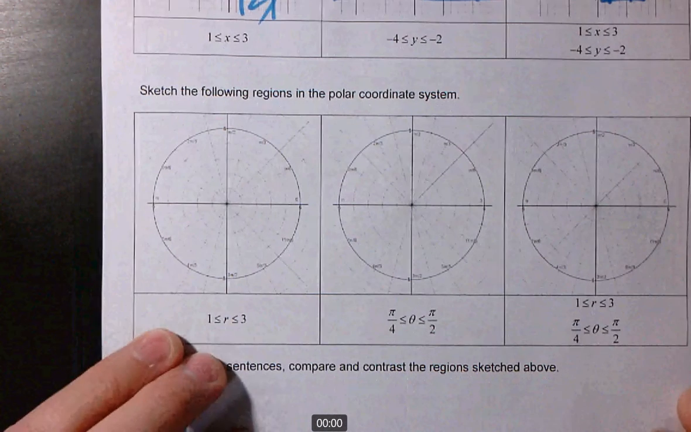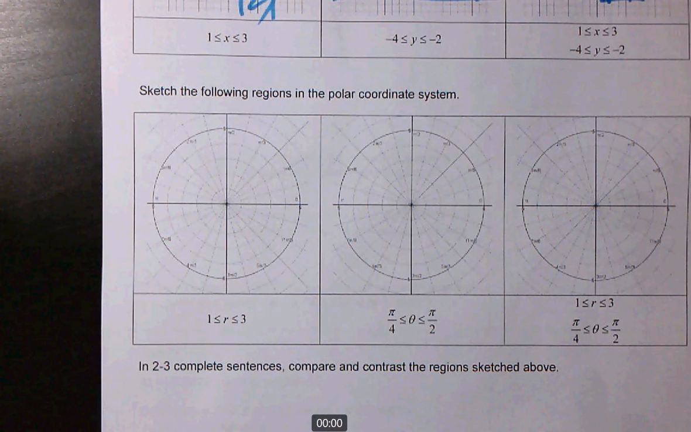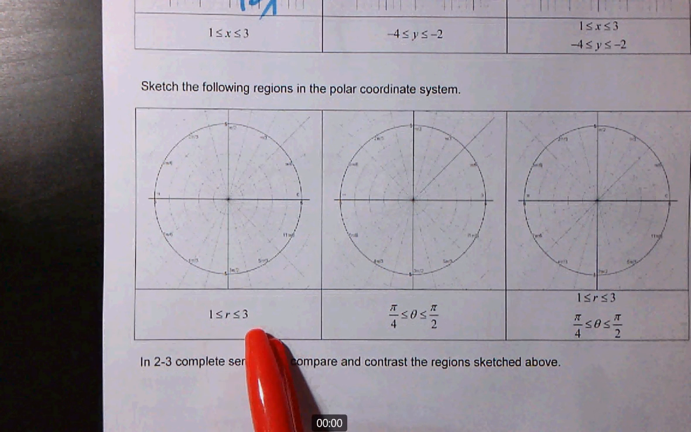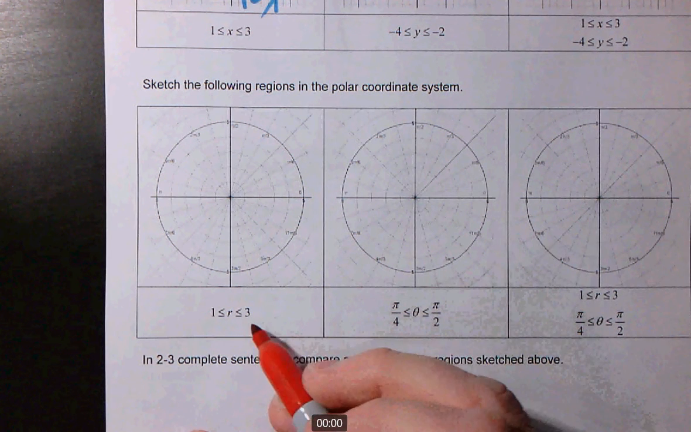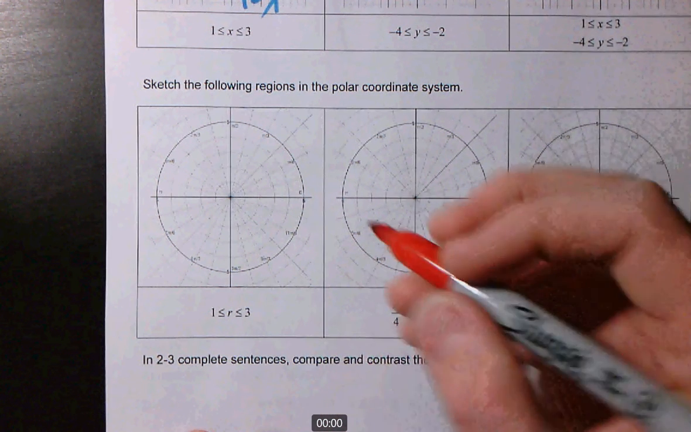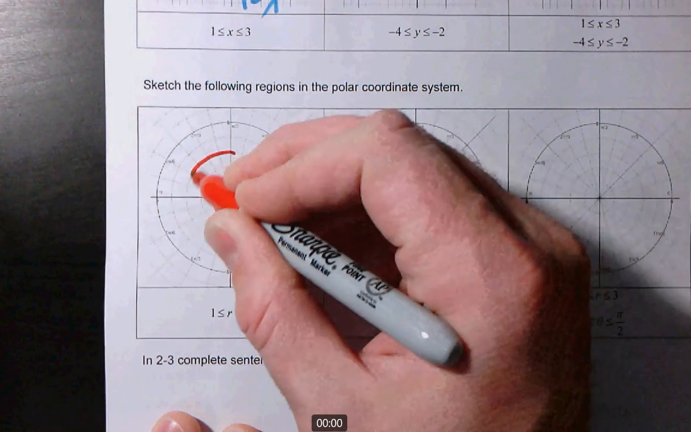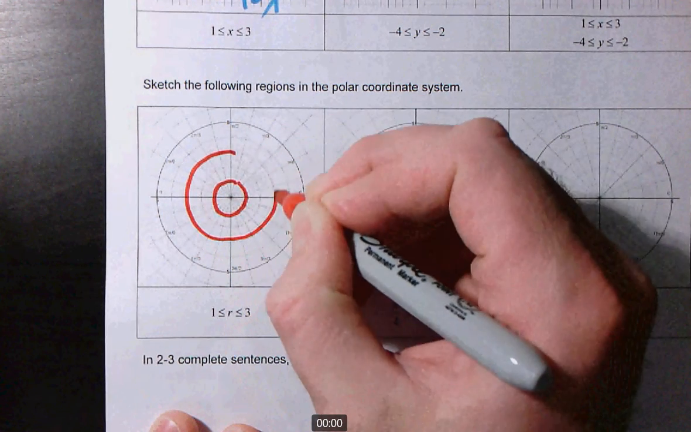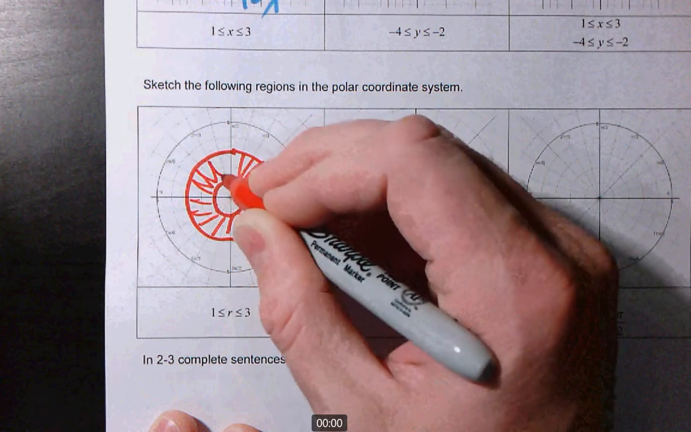So we want to understand what the fundamental inequalities in polar determine in terms of regions. So here we want all of the points whose r coordinate is between 1 and 3. Now r is the distance to the pole. So this means we want all points in the plane whose distance to the pole is between 1 and 3 units. So here's the circle r equals 1, and here's the circle r equals 3, and we want all of the points between those two circles.